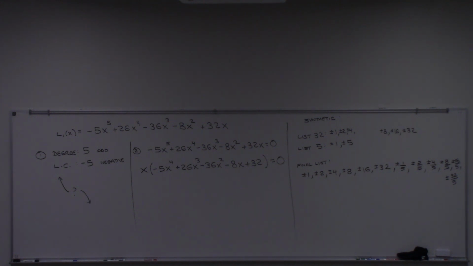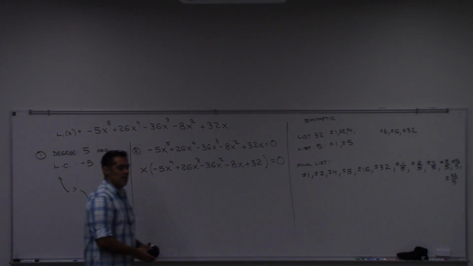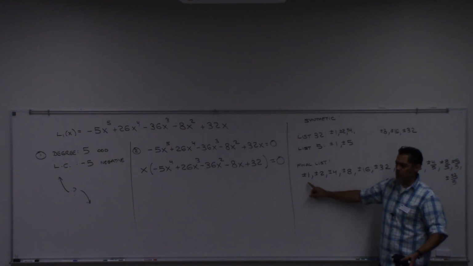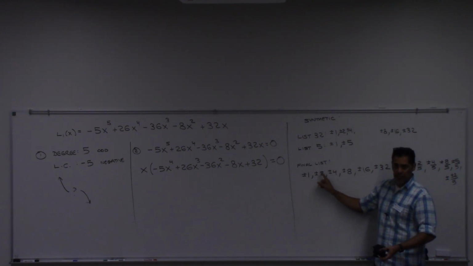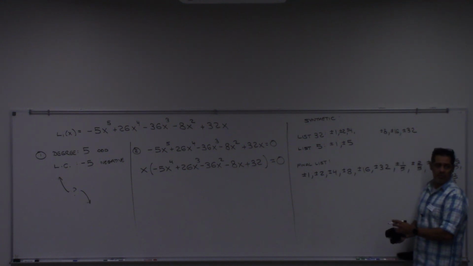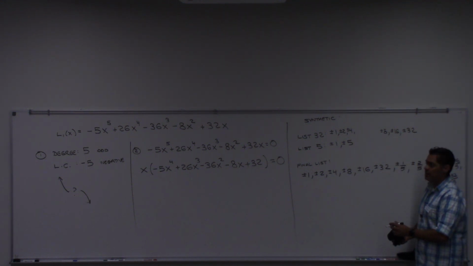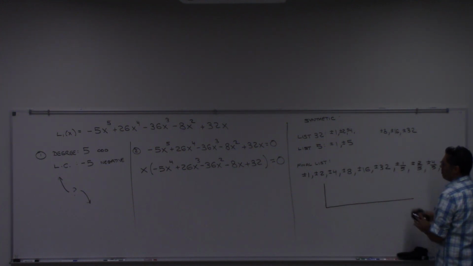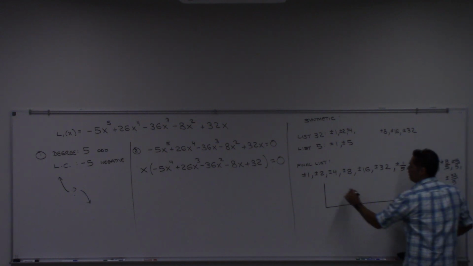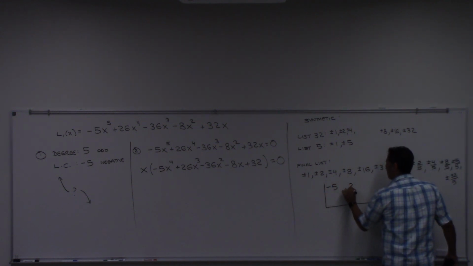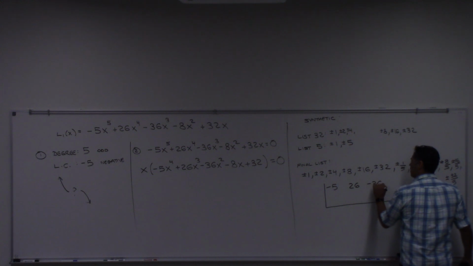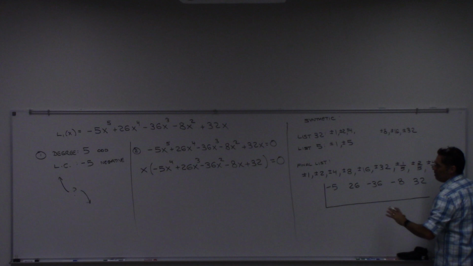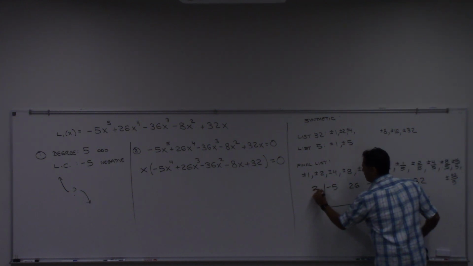All right, so the first whole number that works is 2. I'm not going to go through the others. Imagine I try 1, it doesn't work, -1 doesn't work, okay? So let's try 2. Is that all right if I don't show those? Everyone's all right with that? What's in my synthetic division box? What are the numbers? -5, 26, -36, -8, +32. Okay, so 1 doesn't work, -1 doesn't work. I'm pretty sure 2 does.